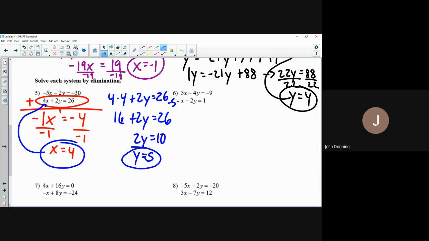wouldn't be that bad. I get a -5x, then the x's would cancel. But look, if I just look at the y's, I already have opposites. The top is negative, the bottom is positive. And it's real easy to turn 2y into 4y. All I got to do is multiply the bottom by 2. We got to multiply everything in the bottom by 2. I'm going to recopy the top. I'm going to multiply everything in the bottom by 2.